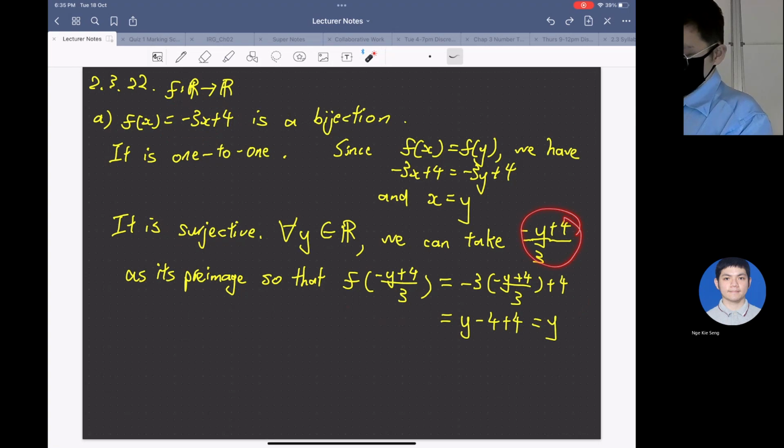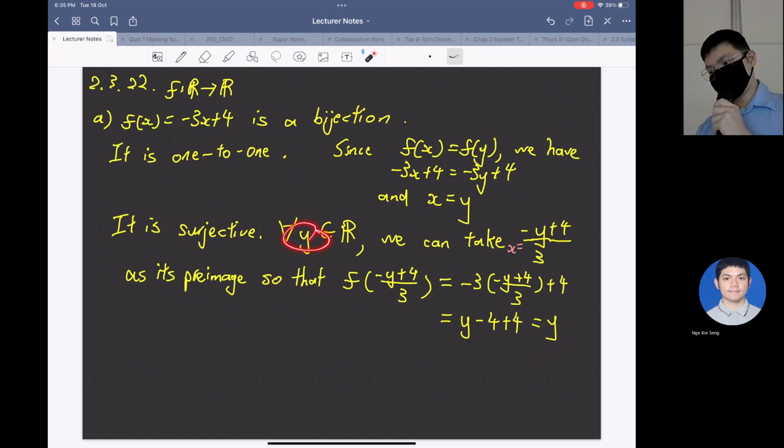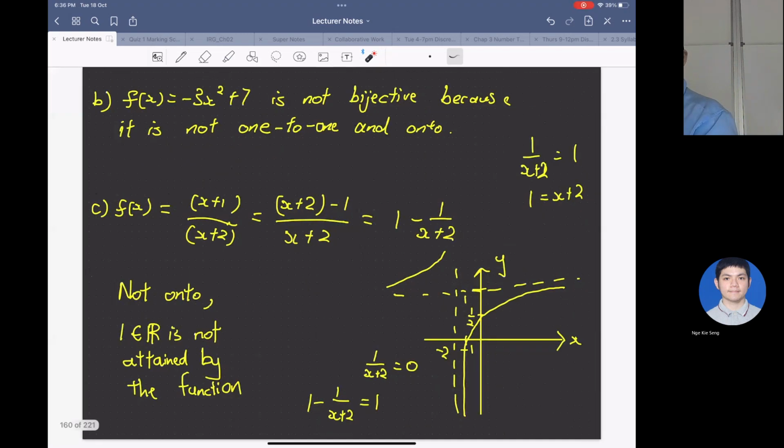And then I suggest to take this as an x. Okay, and then I show that if I apply f on the pre-image, then I'll get the y I started with. Okay. So for every y, I found a pre-image. And then B is not bijective because it's not 1-to-1 and also not onto. Yeah, not 1-to-1 should be clear from here. Not onto: also you can find a point such that nothing maps to it.